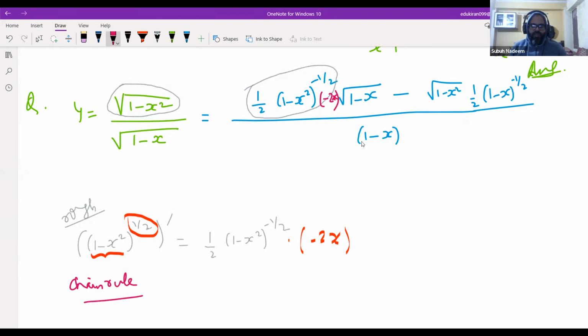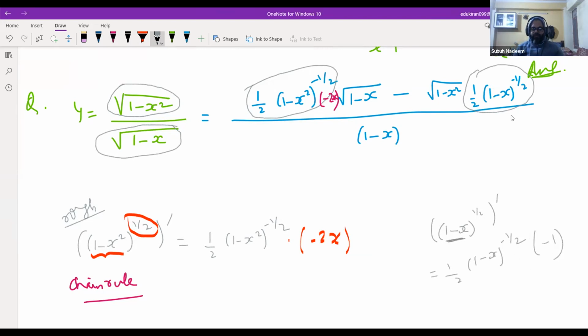Similarly, in the next one, that is square root of 1 minus x, when you differentiate it, you have differentiated it and written it like this here. Here also you have to apply the chain rule. The square root of 1 minus x, when you want to differentiate, it will be 1 by 2, (1 minus x) to the power minus 1 by 2. And the differentiation of this inner function 1 minus x will be minus 1. So that minus 1 you have to multiply. There minus 2x will be multiplied, here minus 1 will be multiplied. Are you getting it?